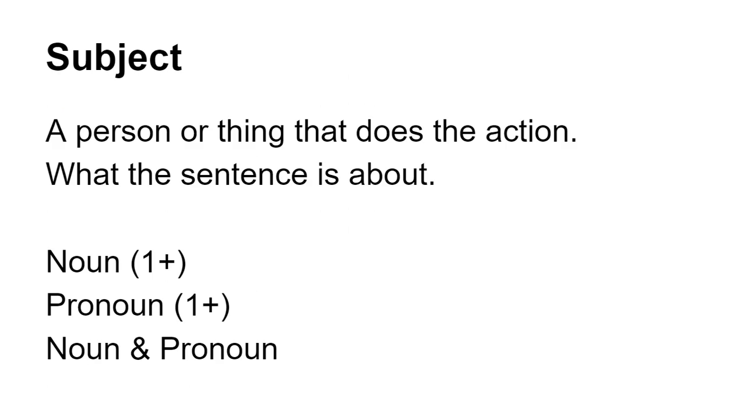Okay, so what is a subject? A sentence has to have a subject and a verb, but what is a subject? The subject is the person or thing that does the action, if you have an action verb, or it's what the sentence is about. The subject comes before the verb in English, and it's at the beginning of the sentence, or near the beginning of the sentence. It can be a noun, or more than one noun. It can be a pronoun, or more than one pronoun, or it can be a noun and a pronoun together.